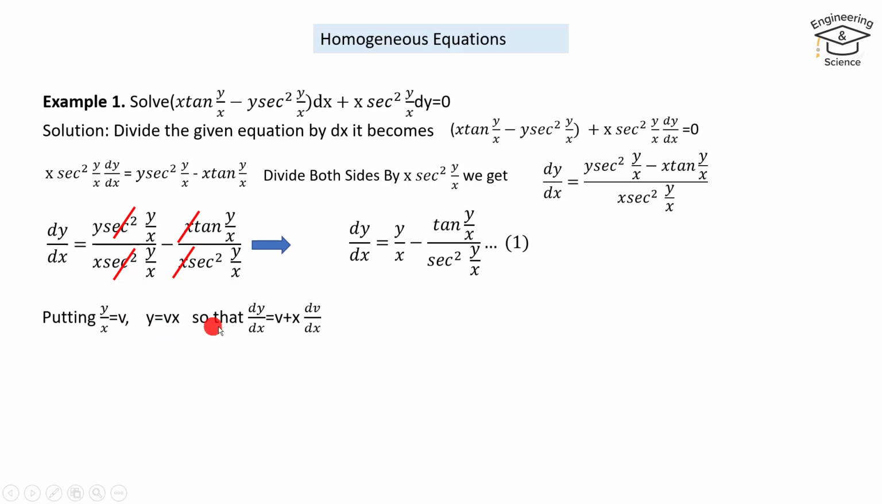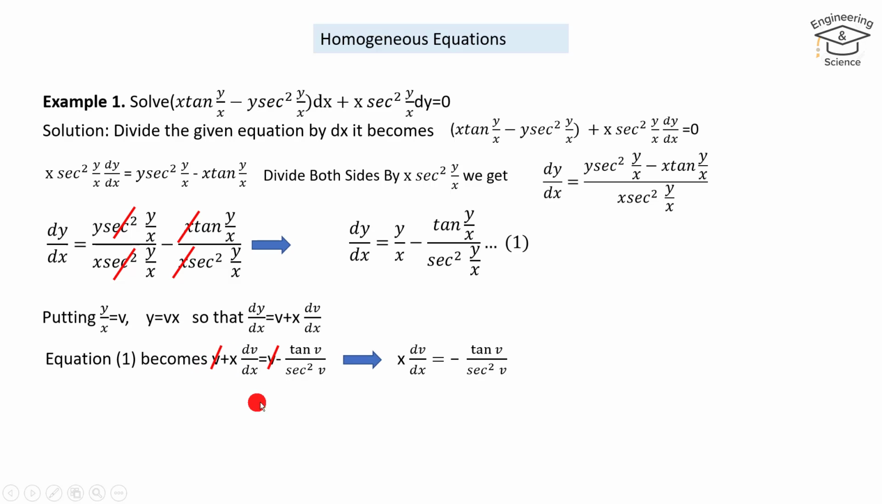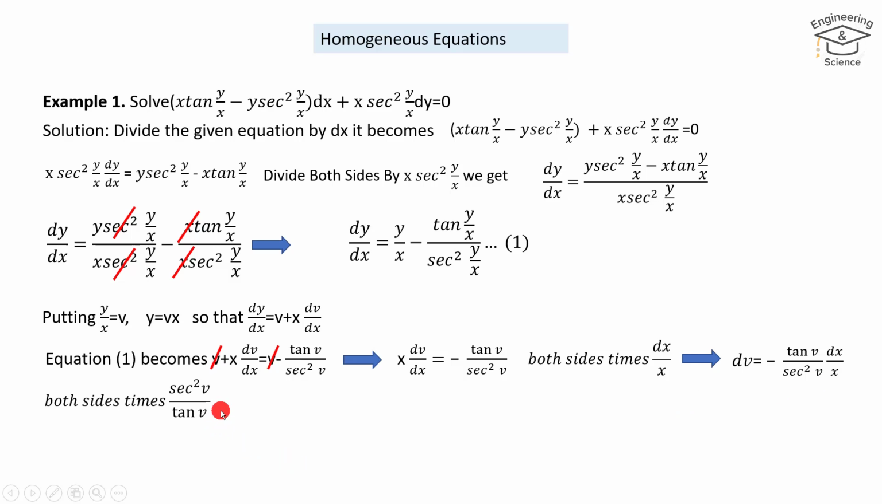Putting y over x equal to v and dy over dx equal to v plus x dv dx. Now just replace these two terms, y over x and dy over dx, in equation 1. Instead of dy over dx we put v plus x dv dx, and y over x equals v, minus tan(y/x), which becomes tan v over secant square of v. These two v cancel each other. It becomes x dv dx equals minus tan v over secant square v. Both sides times dx over x, it becomes dv equals minus tan v over secant square v dx over x. This time both sides times secant square v over tan v, it becomes secant square v over tan v dv equals minus dx over x.